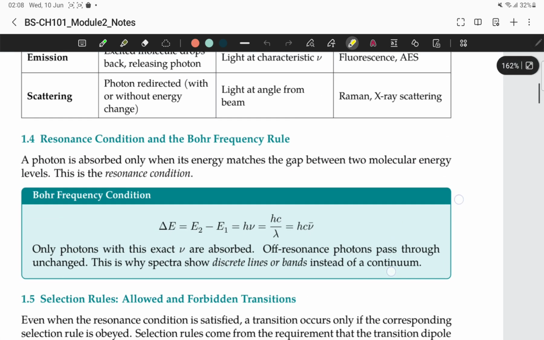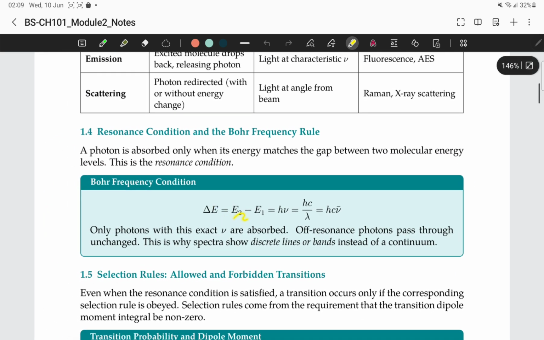So basically you can see the formula here: E2 minus E1 is the energy gap, and through this we understand that energy equals h nu, or hc by lambda, which equals hc times nu bar. Overall this is the equation, but mathematically it keeps repeating.